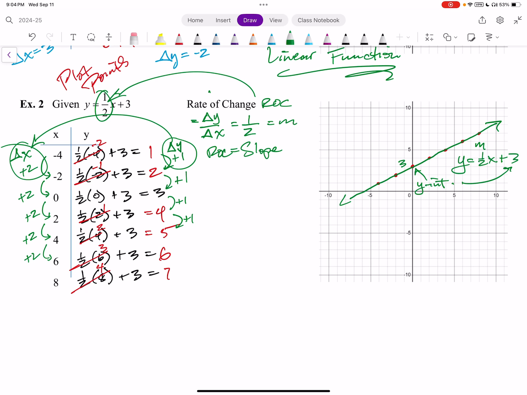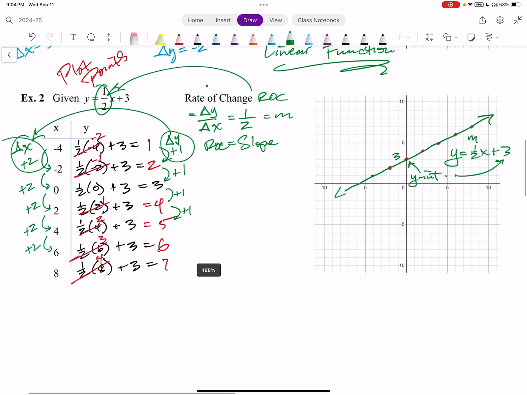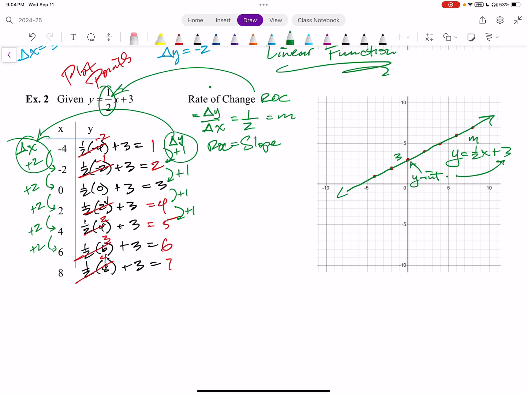Does all this ring a bell? Because I'm just reviewing a lot from middle school right here. You should have all seen this. The question is, can we get really good at it so you can do it easily on your own, without the aid of a calculator.